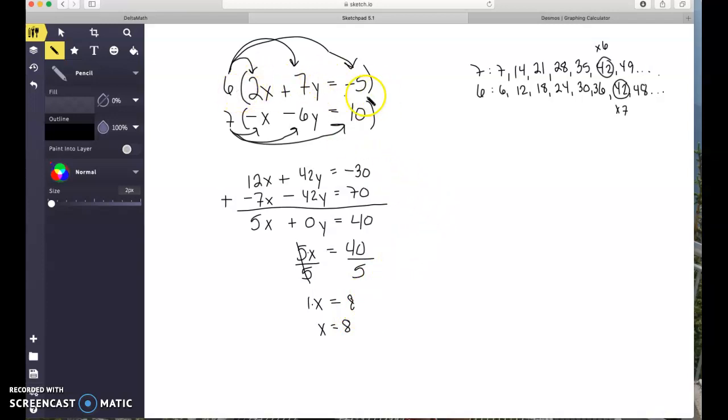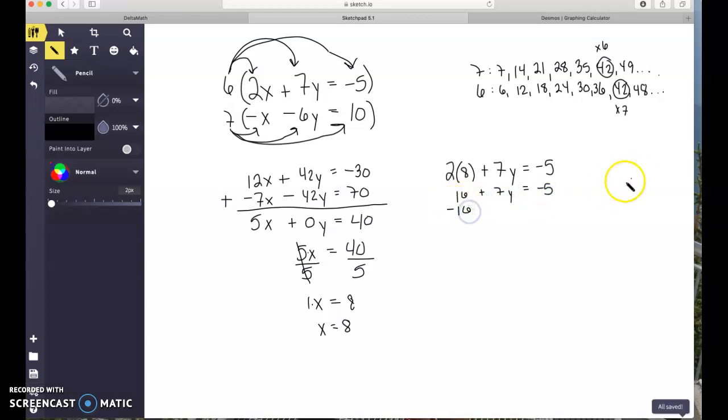You could pick either your top equation or your bottom equation. It really doesn't matter. I'm going to pick my top equation because it doesn't have as many negatives. Maybe you pick your bottom equation because it keeps the numbers a little smaller. Either way. So I'm going to take out my x and plug in that 8: 2 times 8 plus 7y equals negative 5. 2 times 8 is 16 plus 7y equals negative 5.